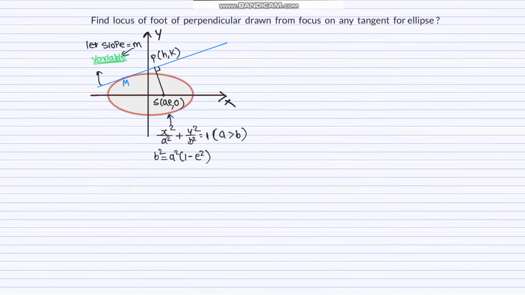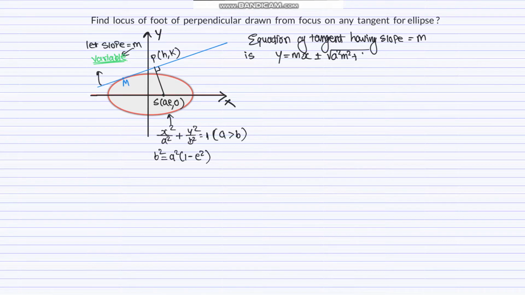As we all know, the equation of a tangent having slope m to the given standard ellipse is y equals mx plus or minus under root a square m square plus b square. This plus or minus over here indicates that two tangents of the same slope will exist to the given ellipse. This is known to us by the figure itself; it's visible to us.